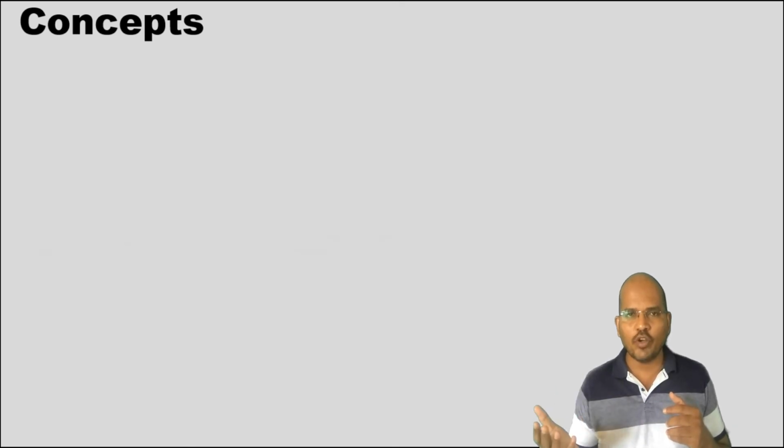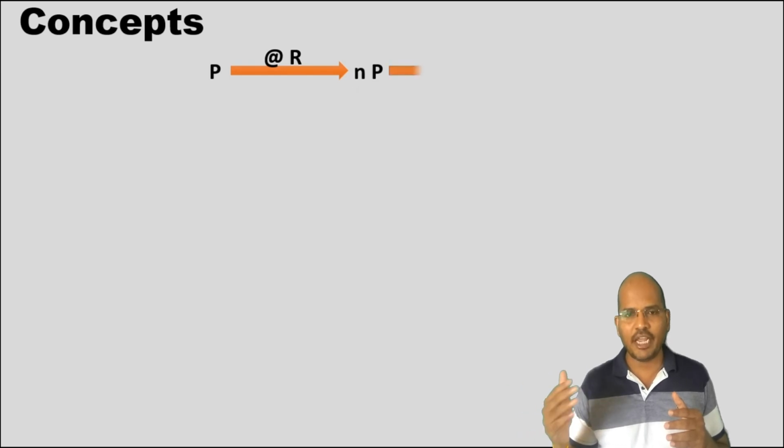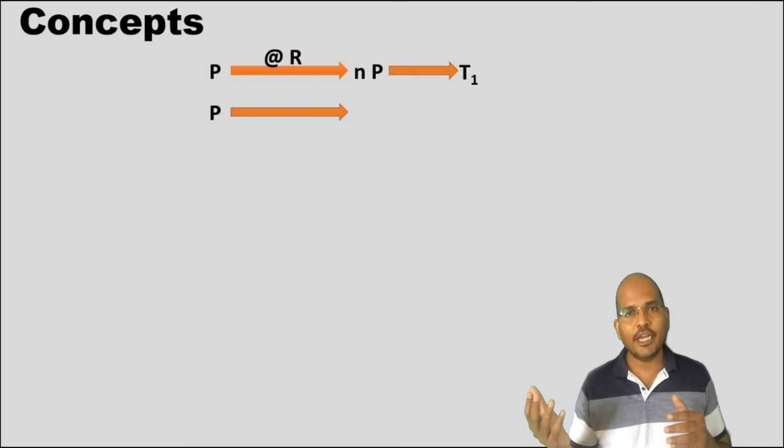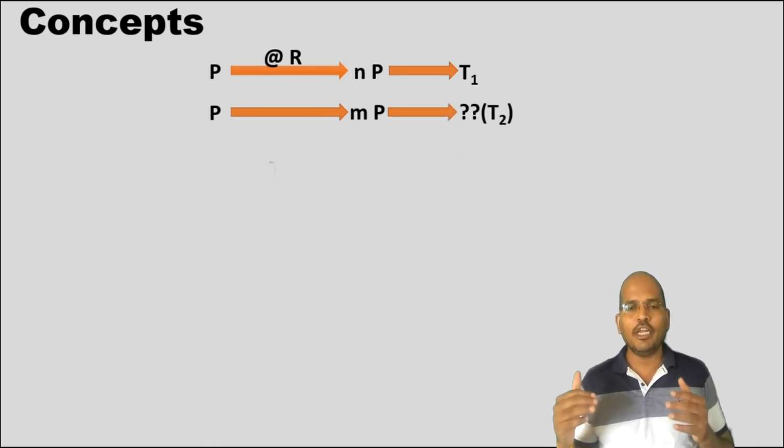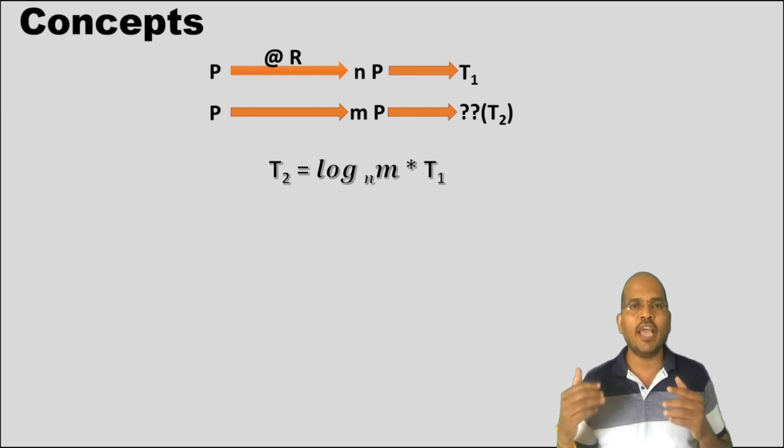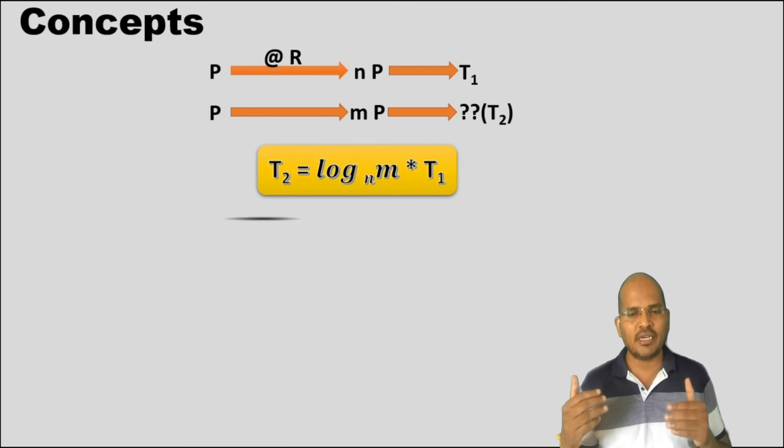Going ahead, what do you observe? In this concept, P becomes n times itself at a rate R% in t1 years. So P became n times itself in t1 years. Now the same P becomes m times itself in t2 years at the same R. Now the question is, how do you correlate this t1, t2, n, m and R? Now we have a concept in that t2 is given by log m base n times t1. So we will learn this by doing some simple math. So t2 is given by log m base n times t1.